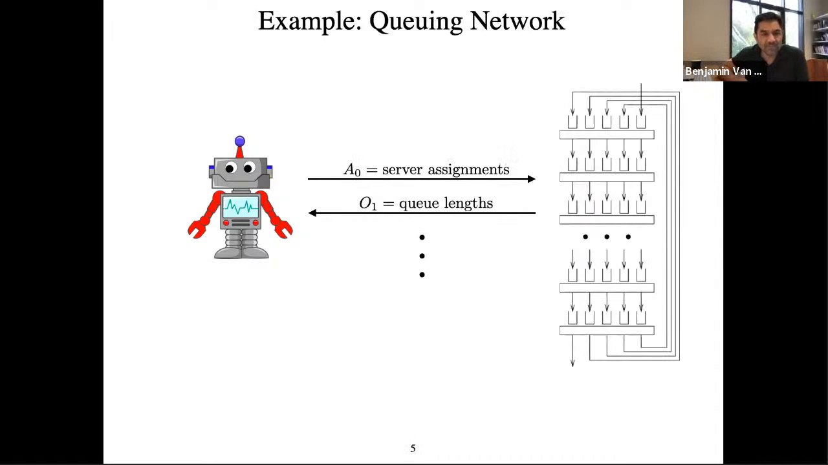To offer another example of an environment, you could imagine a queuing network. And for example, you could think of actions as being assignments of servers to queues and observations as being queue lengths at that time.